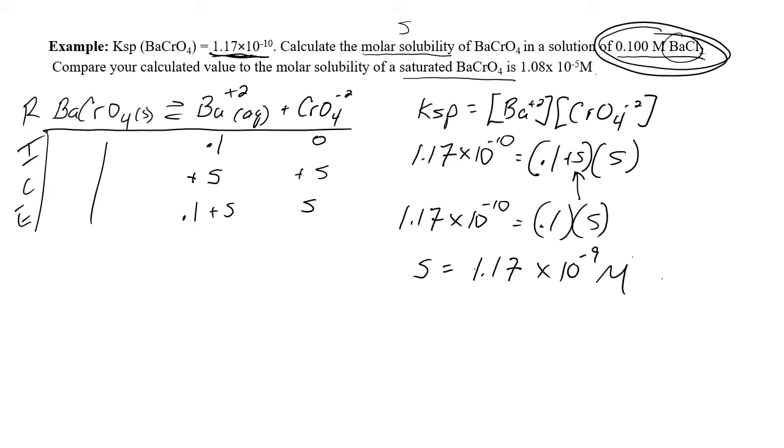So let's compare this to a saturated barium chromate solution. You see how the solubility with the common ion has gone down? Again, the presence of a common ion suppresses ionization because it shifted the equilibrium to the left.